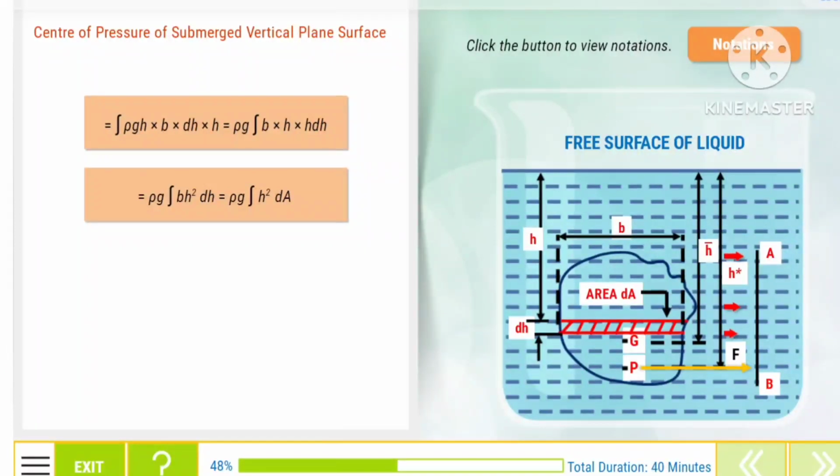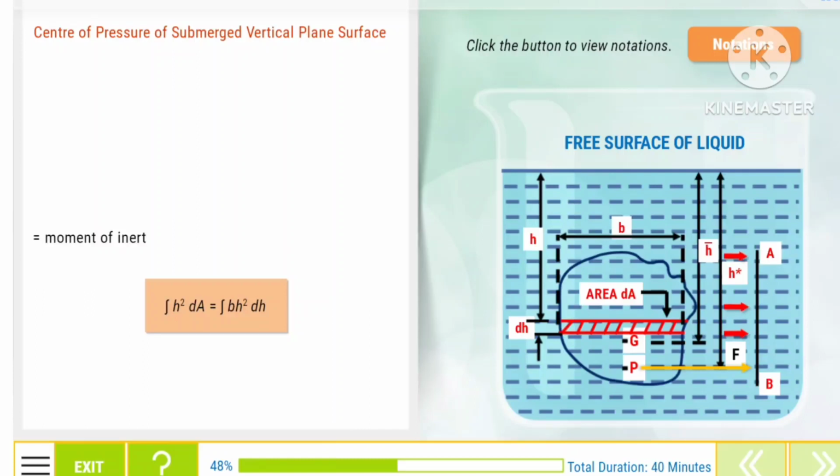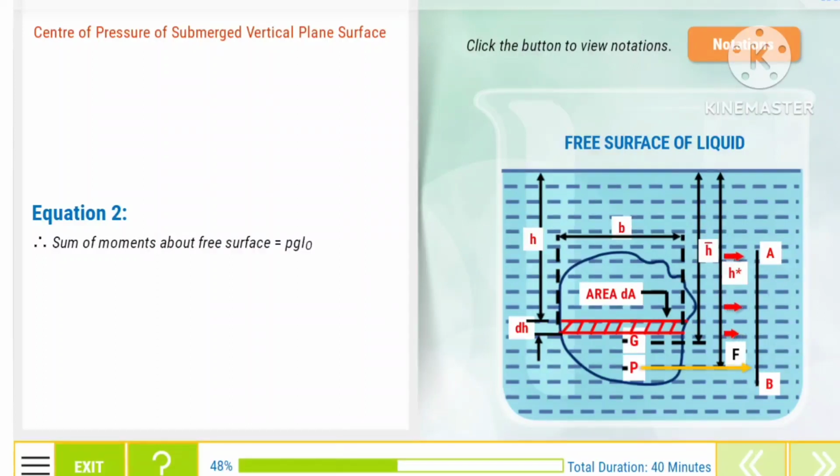is equal to rho g into the integral of h squared dA. This is because b into dh is equal to dA. However, the integral of h squared into dA is equal to the integral of b into h squared into dh. This is equal to the moment of inertia of the surface about the free surface of liquid, which is equal to I naught. Therefore, the sum of moments about the free surface is equal to rho g into I naught. Let's consider this as equation 2.